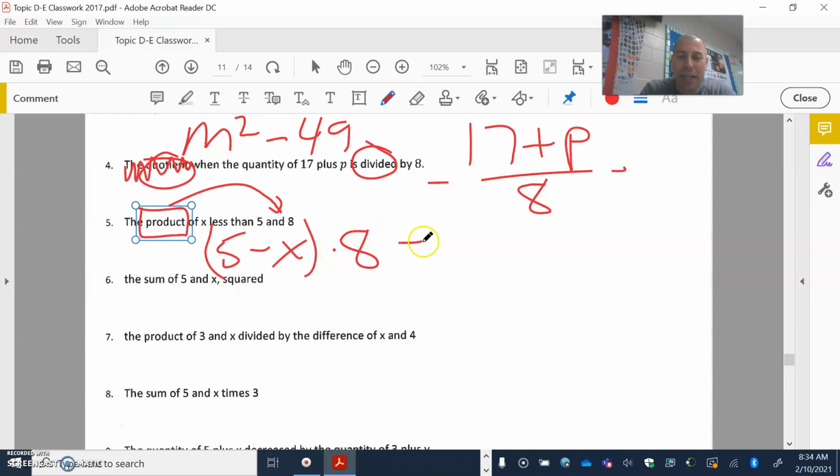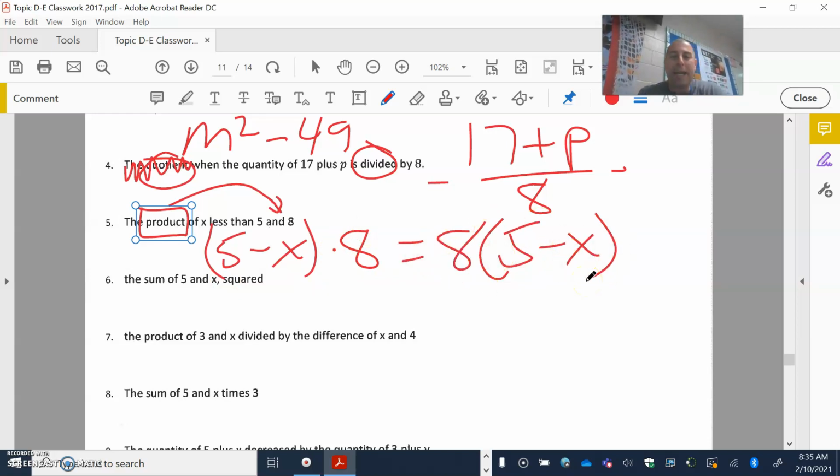Now, we could end up rewriting it. That'll get the job done as well. But they are the two separate things. We're going to multiply x less than 5, and we're going to multiply it with 8. So that is a package deal that's there.